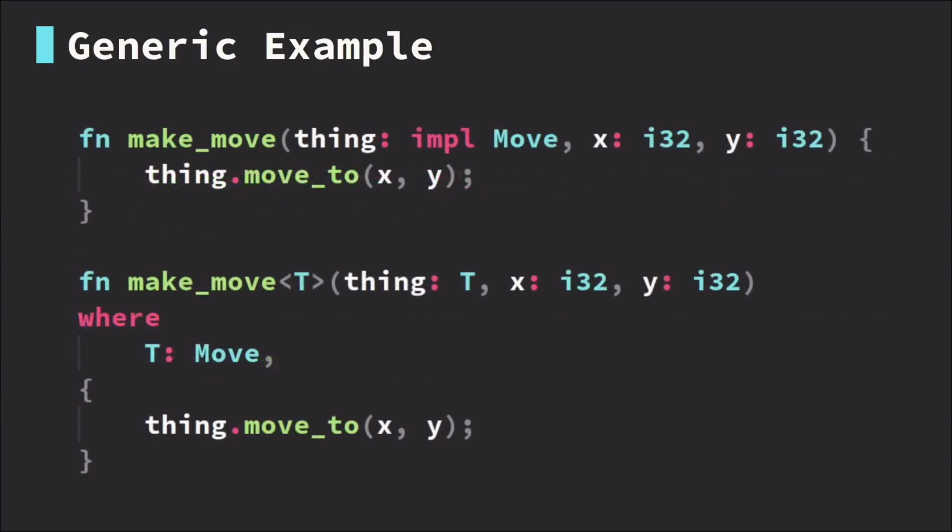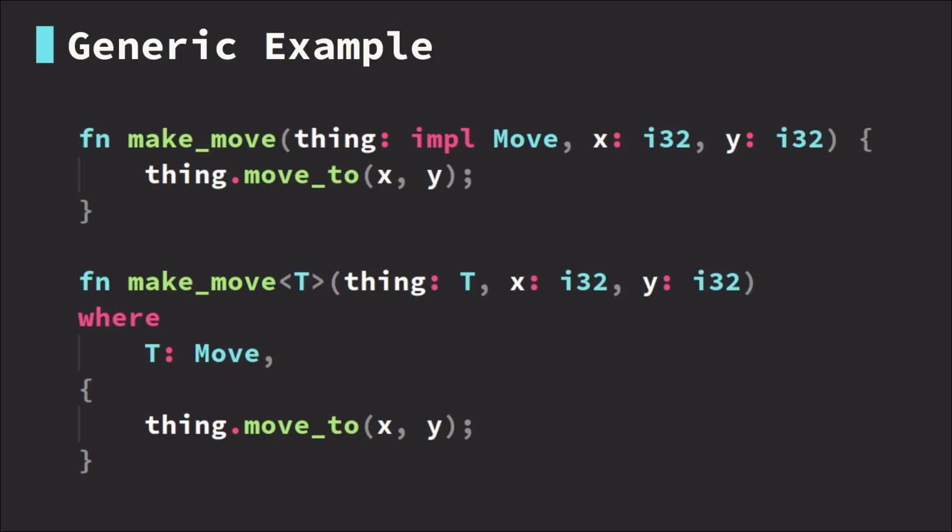Here is the same function using a where clause and generics. We define the generic type T here and set the function parameter to use the generic type T. We then place the where keyword after the function parameters but before the curly braces. After the where keyword, we have our generic type T that we declared after the function name, followed by a colon, and ending with the name of the trait that we defined earlier, which is Move.